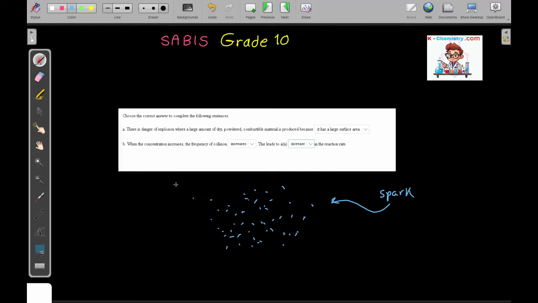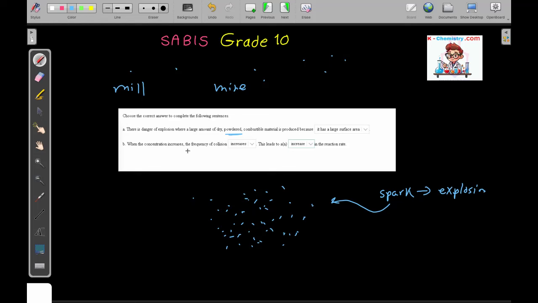Why is the surface area very high? Because these are very tiny particles, like powder in the air, and when you have a mill or a mine, there are very tiny particles in the air. The surface area is very high, so a small spark can change into a very big reaction, which is an explosion.